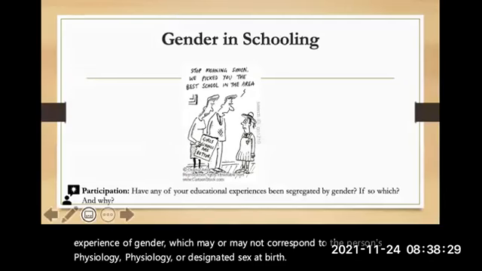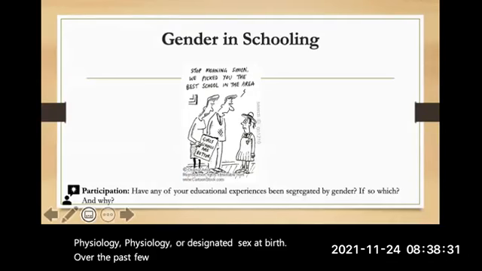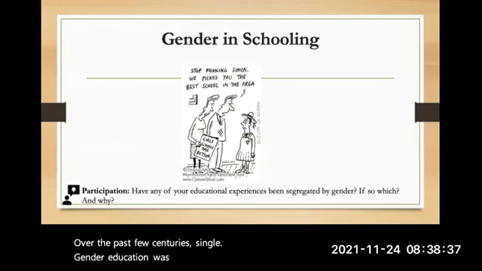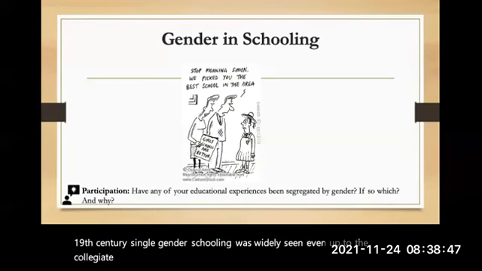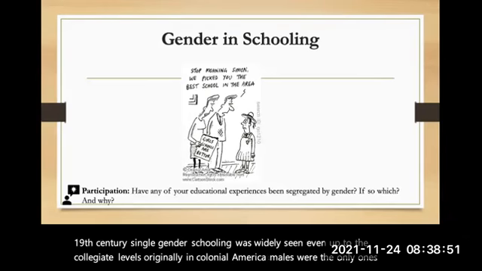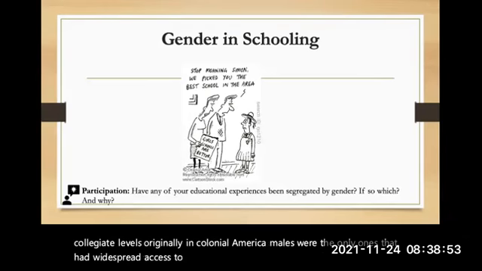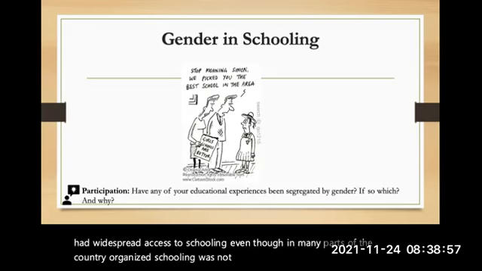Over the past few centuries, single gender education was largely the norm, and indeed, in America, prior to the 19th century, single gender schooling was widely seen even up to the collegiate levels. Originally, in colonial America, males were the only ones that had widespread access to schooling, even though in many parts of the country, organized schooling was not available for most children.